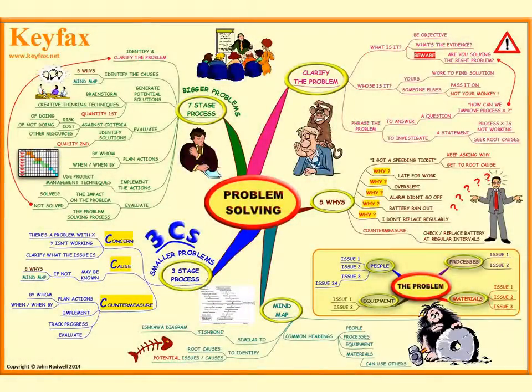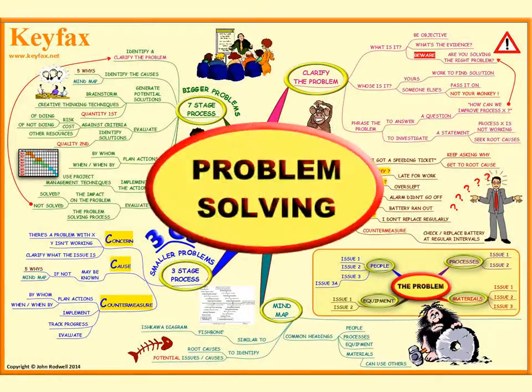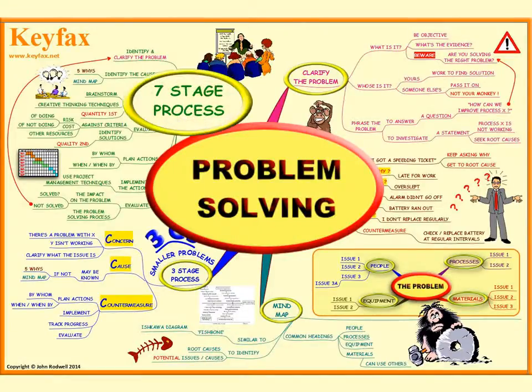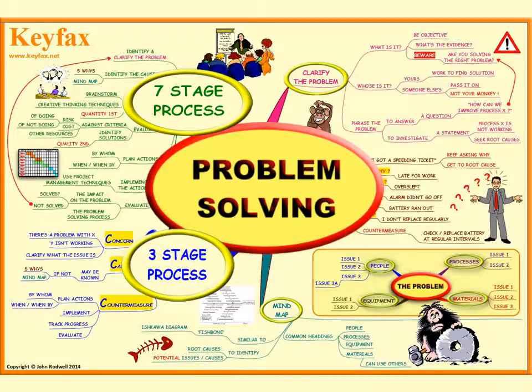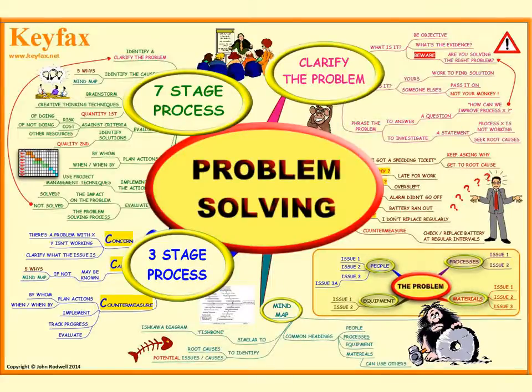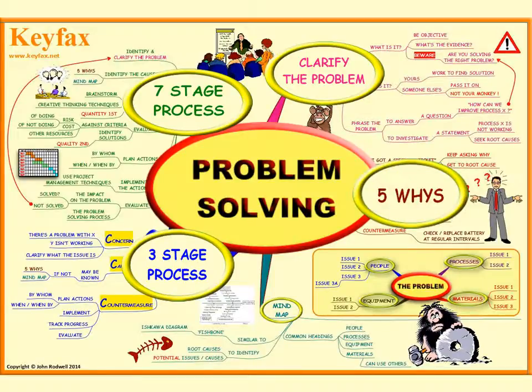Hello and welcome to this mind map on the topic of problem solving. In this map we'll be looking at a 7-stage process for dealing with bigger problems and a 3-stage process for dealing with smaller problems. The map also covers how to clarify the problem and make sure you're dealing with the right one, and then it looks at 2 methods of identifying the root causes of problems, the first one being the 5 whys method and the next one being the mind map method.